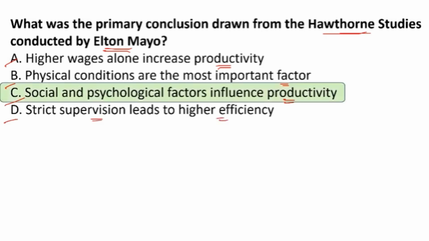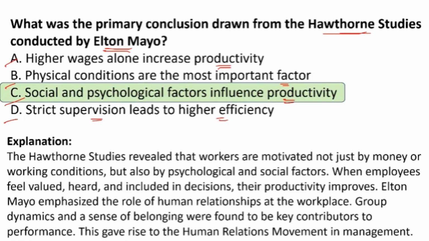Okay, I'll explain it. See, the Hawthorne study revealed that workers are motivated not just by money or working conditions, but also by psychological and social factors as well. Clear? You must be understanding this statement. The Hawthorne studies are saying that some of the times, or the majority of times, employees or workers will not be satisfied by working conditions or money only. They can be satisfied by psychological or social factors as well.